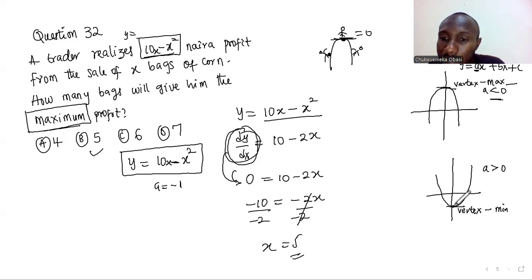The same thing happens at the minimum point also. The derivative is still going to be 0. So maybe they're asking you in your test how many bags will give him the minimum profit. You also know that at the minimum point, the derivative of the function is still going to be 0, not only at the maximum point. At the maximum point, there's no slope there, so the slope is 0. At the minimum point, there's no slope, so the slope is 0. So at both points, whether it's the maximum point or the minimum point, the derivative of the function is going to be 0, just like you've seen here. So the answer to this question is going to be 5.